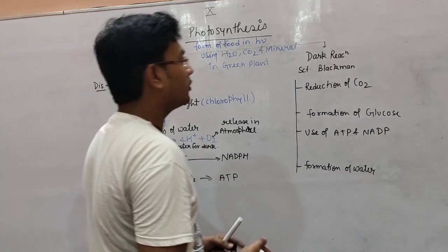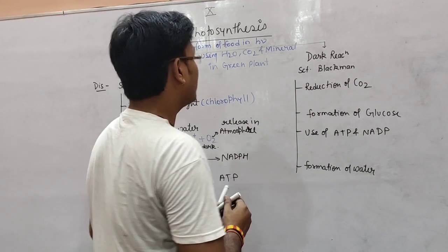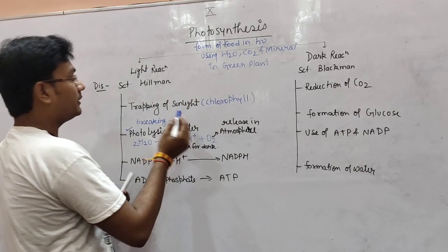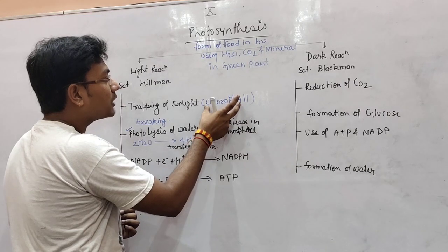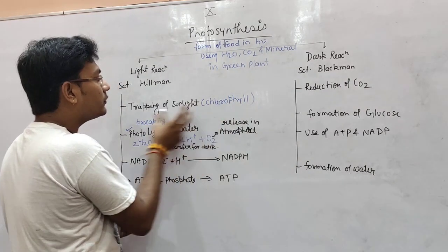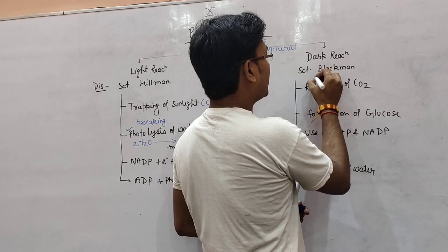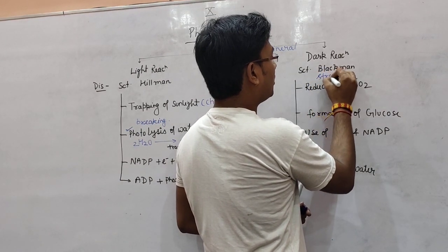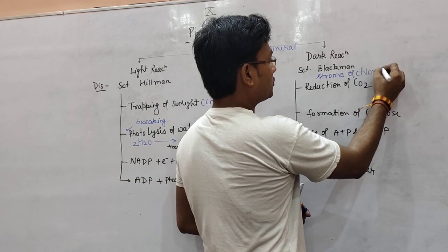Now we are going to start the steps of the dark reaction. One more most important point: the light reaction occurs in the chlorophyll of the granum, and the dark reaction occurs in the stroma of the chloroplast.